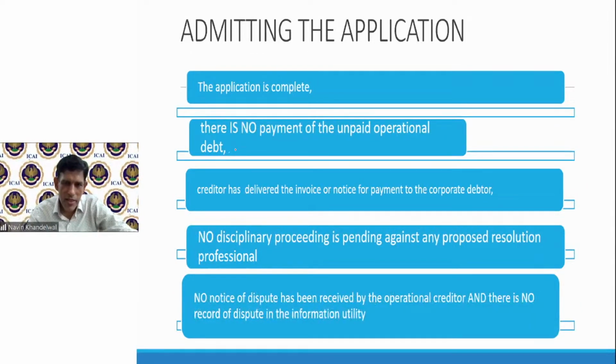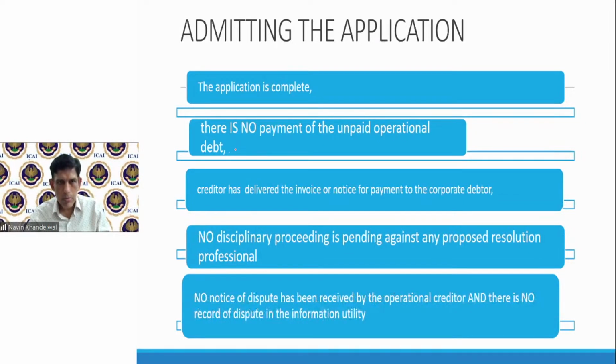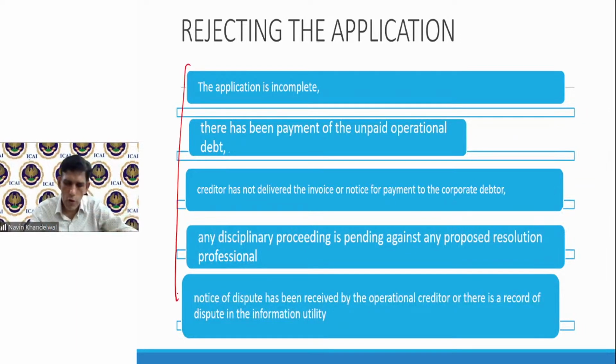So what will NCLT do? Yes, obviously the NCLT within 14 days, either it will accept or reject the application. When it will reject, when the application is incomplete, the application has to be filed in Form 1. So the Form 1 is incomplete, or the payment has been made, or the Section 8 compliance has not been done, or if you propose an IRP, then disciplinary proceedings are pending against this IRP, or there's a notice of dispute has been received by the operational creditor, there's a record of dispute in the NIU, there's a record of dispute, then the application will be rejected. Or it is going to admit where things are positive in all these points, it will be admitted.